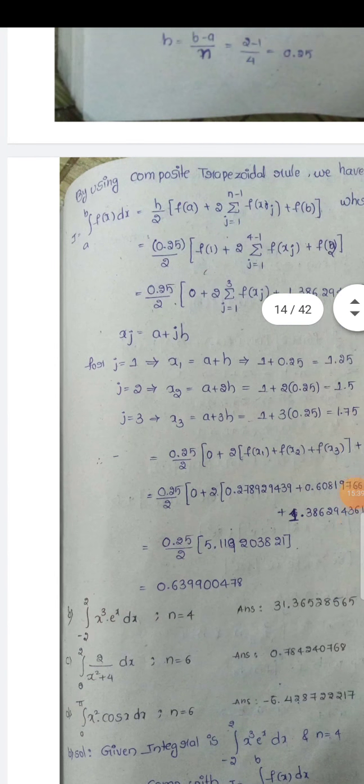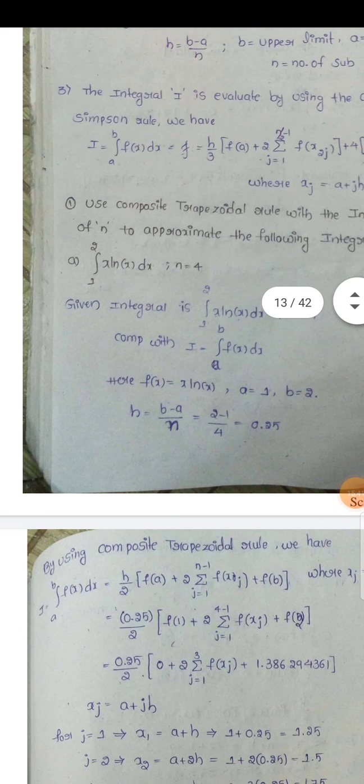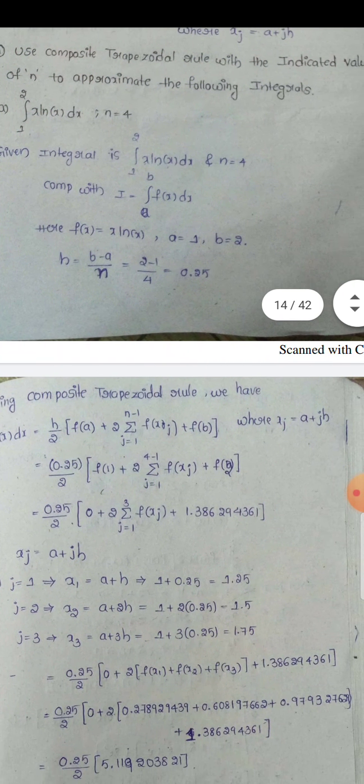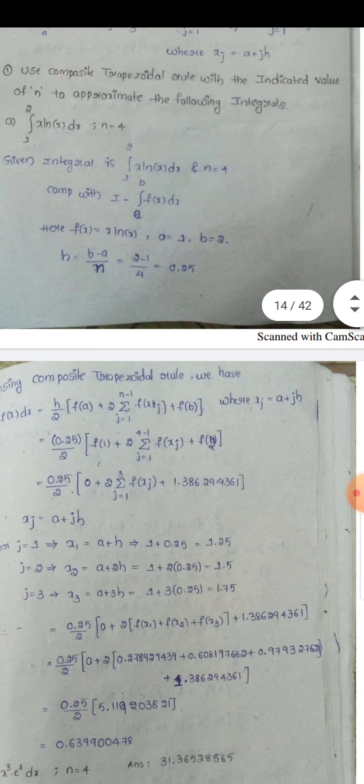Next problems. First problem, use composite trapezoidal rule with the indicated value of n to approximate the following integrals. A, integral 1 to 2 x ln x dx, n equals 4. Given integral is integral 1 to 2 x ln x dx and n equals 4.